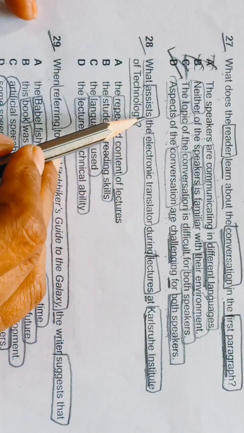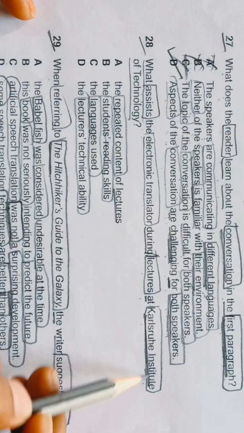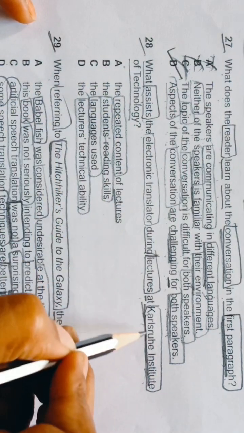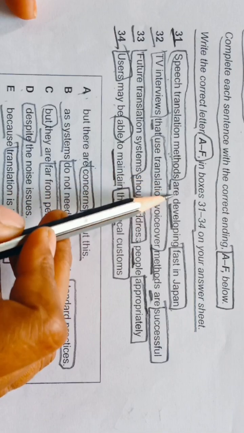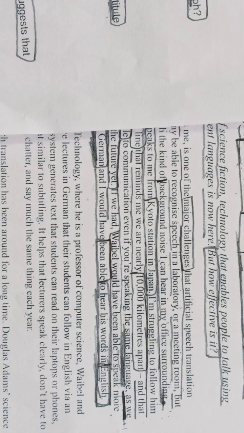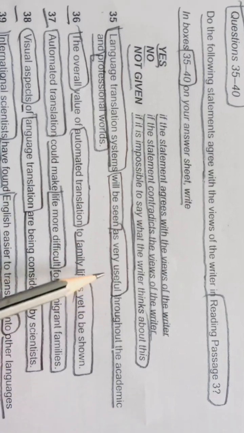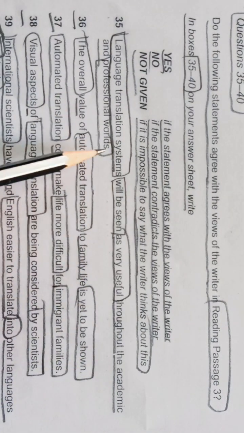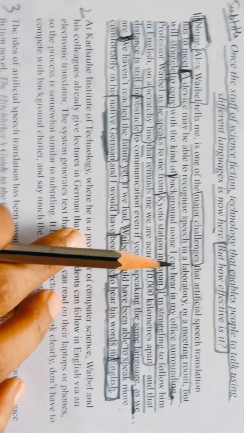What helps the electronic translator during lectures at Karlsruhe Institute of Technology? So we are not getting our keyword, so we will move forward. Speech translation methods are developing fast in Japan. This type of thing also we have not seen till now. And our another question type: language translation systems will be seen as very useful throughout the academic and professional worlds. So this thing also we have not seen till now. So we will move forward towards our second paragraph.